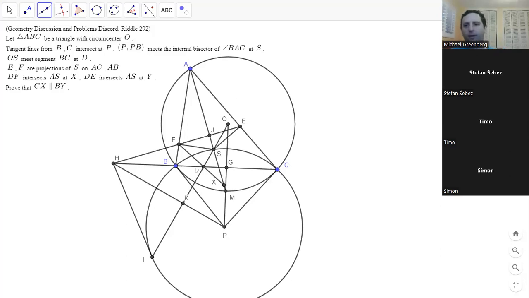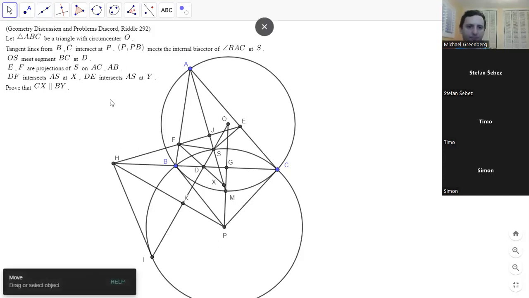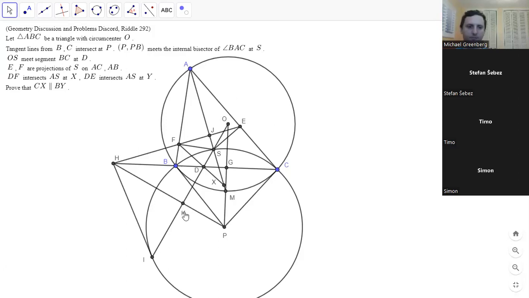All right, we could try this for another 10 minutes, maybe 15 more minutes before we move on to the next one. Looks like a good problem. Yeah, the trick is using that OS and B are collinear.